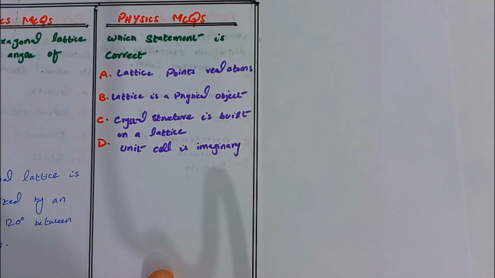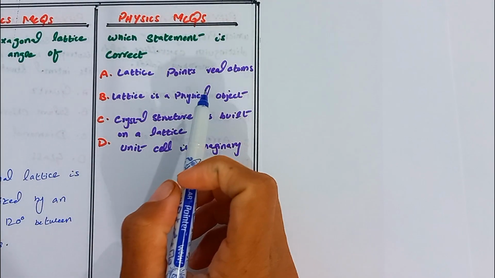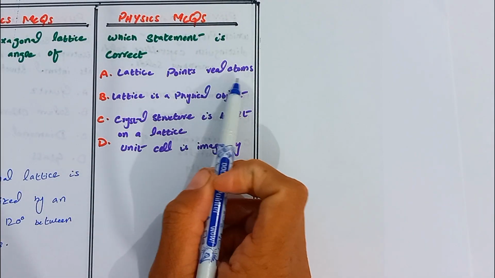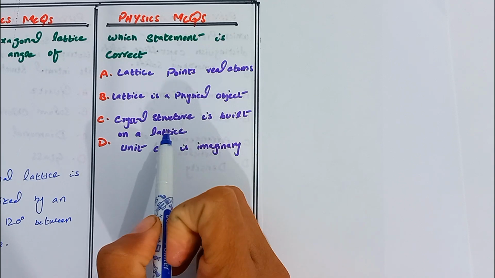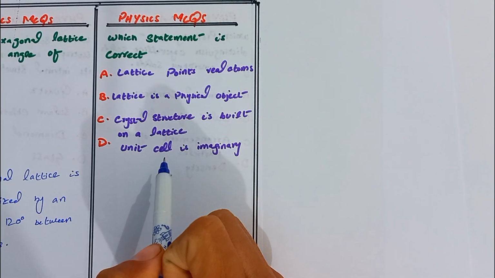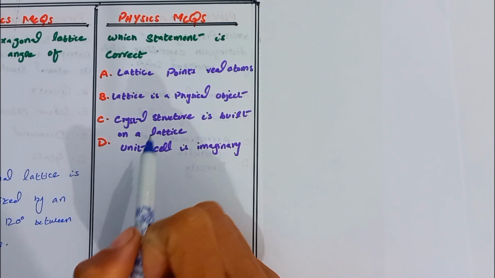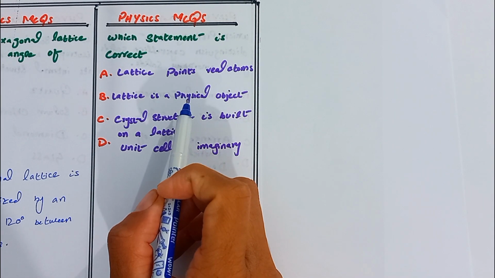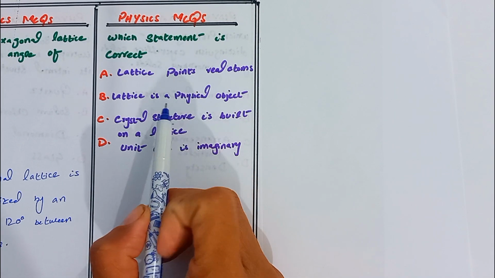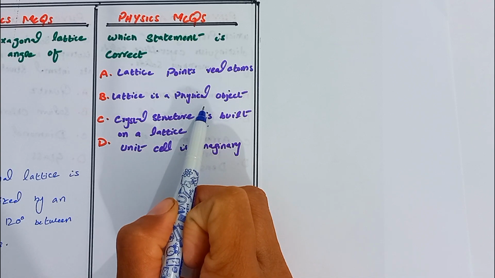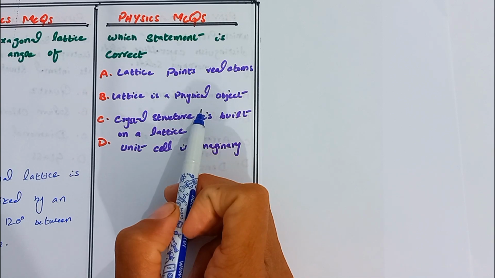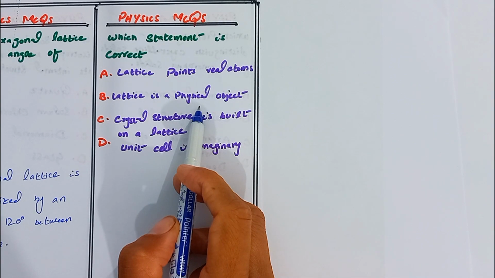And the last MCQ that we discuss: which statement is correct? Lattice points are real atoms. Lattice is a physical object. Crystal structure is built on a lattice. Unit cell is imaginary. We know that lattice points are not real atoms. Lattice is not a physical object because it is an imaginary mathematical point, so it is a dimensionless and shapeless point. So option B is also not correct.